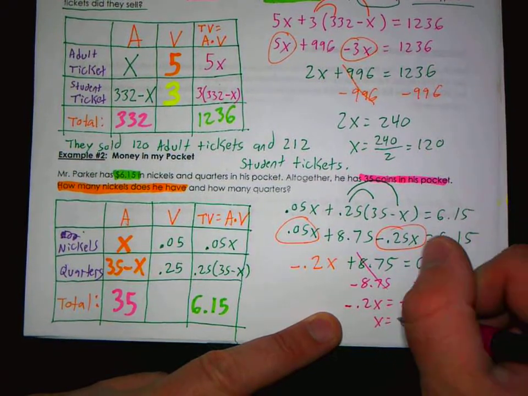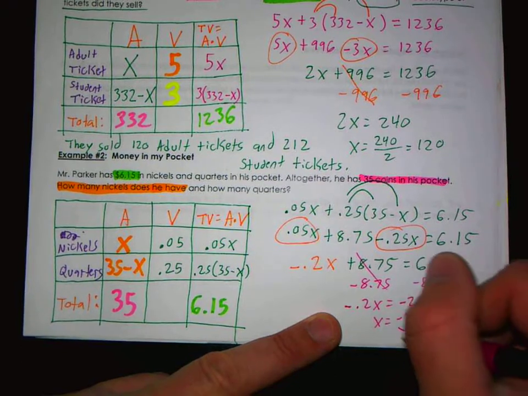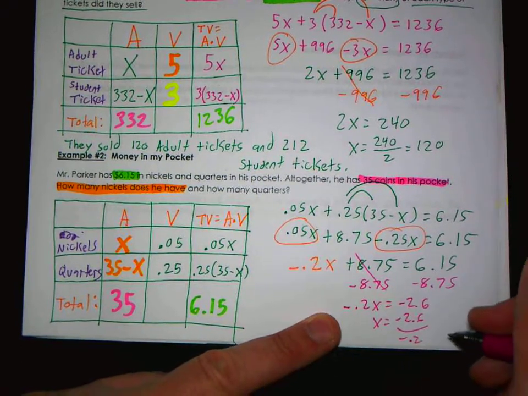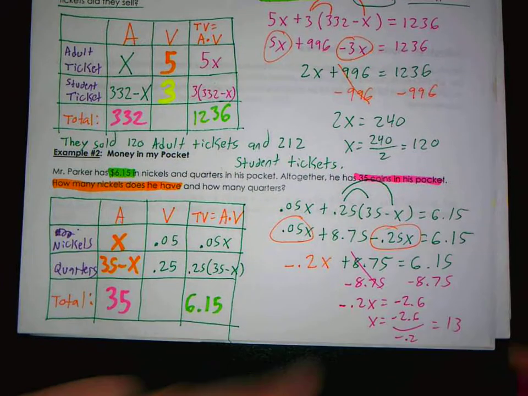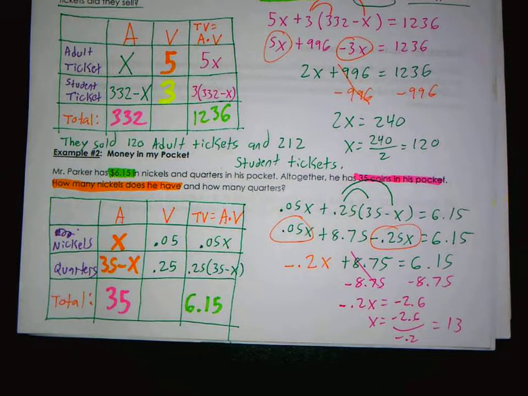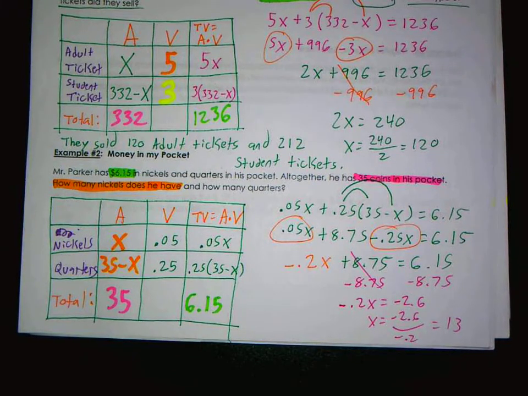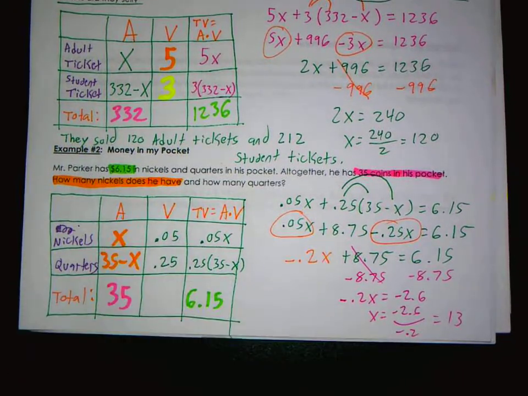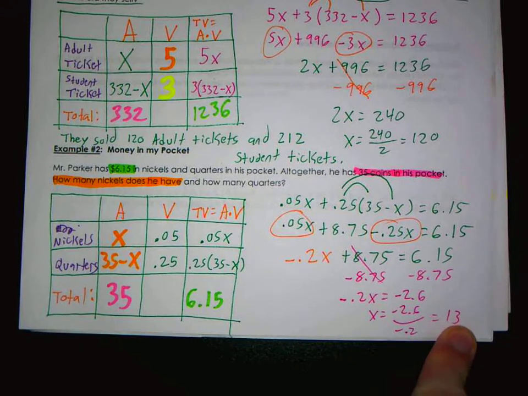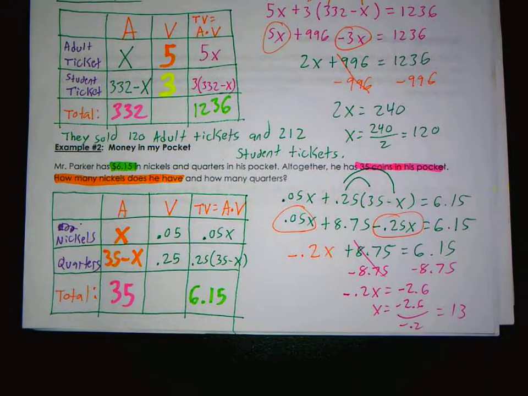Divide both sides by negative 0.2, and you get 13. Now, had I got a number that was like 13.2, then I would know either the problem is flawed or I made a mistake, because you can't have 13.2 of a nickel, right? So because I got a whole number, I feel pretty confident. So the question was, how many nickels does he have and how many quarters?